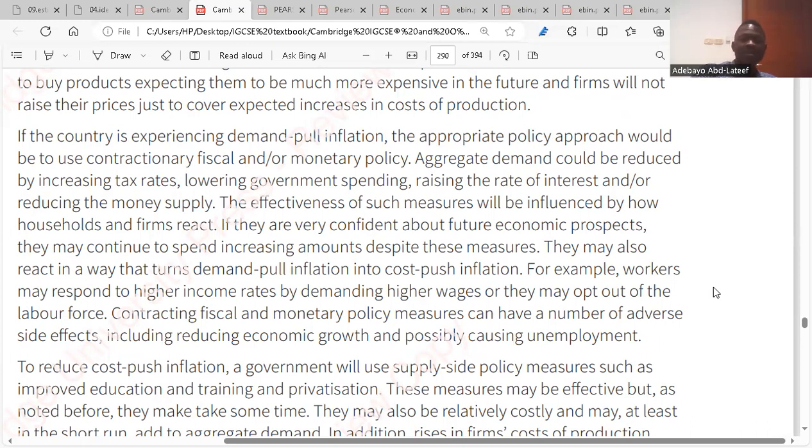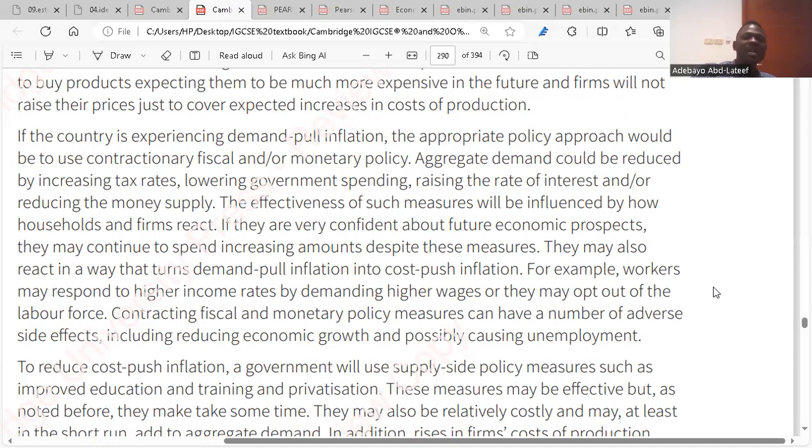So the effectiveness of such measures will be influenced by how households and firms react. If they are very confident of the future economic prospects, they may continue to spend increasing amounts despite these measures. They may also react in a way that turns demand pull inflation into cost push inflation. For example, workers may respond to higher inflation rates by demanding higher wages, or they may opt out of the labor force.